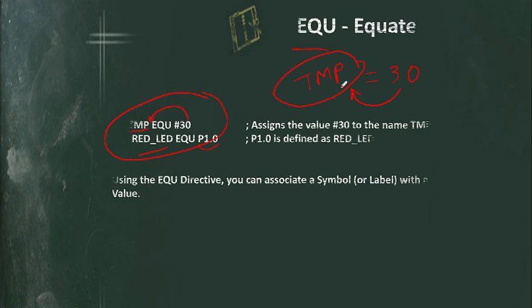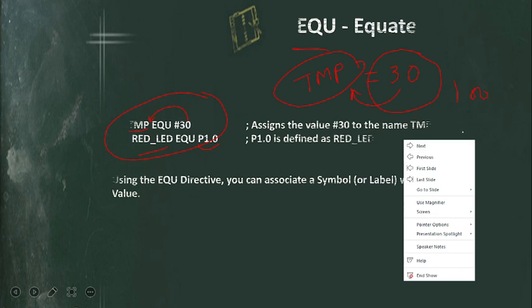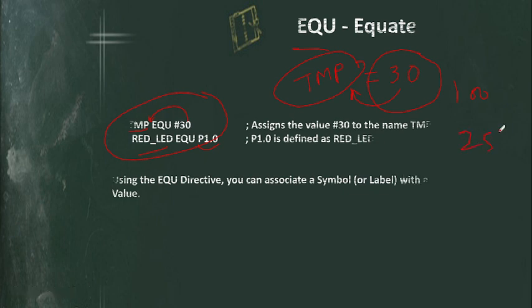Let's say there is a program wherein we have to change this 30. You may have a question: why should I use this TMP instead of 30? Directly I will write 30 in the program. So I'll tell you one thing. Assume that there is a program which has 100 lines of instructions in it, and among these, there are 25 lines where I have used this TMP, meaning 30. Now I want to change this 30 to some other number like 40.